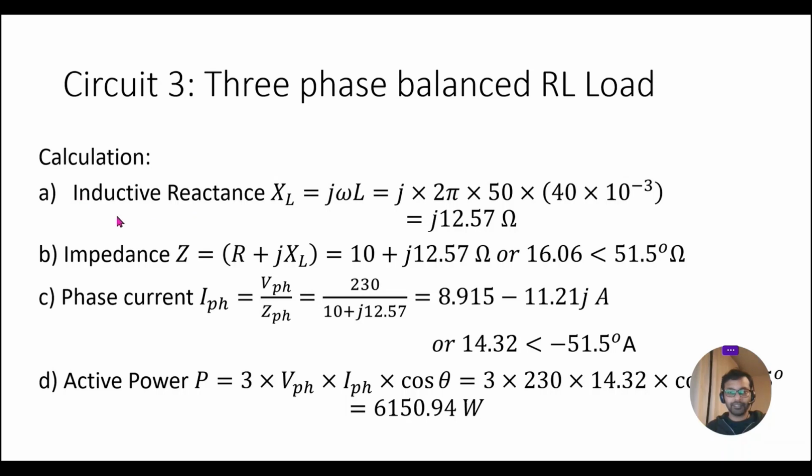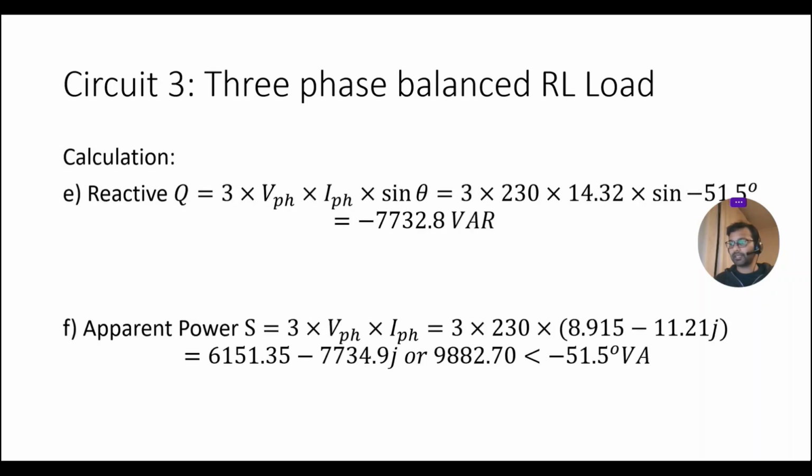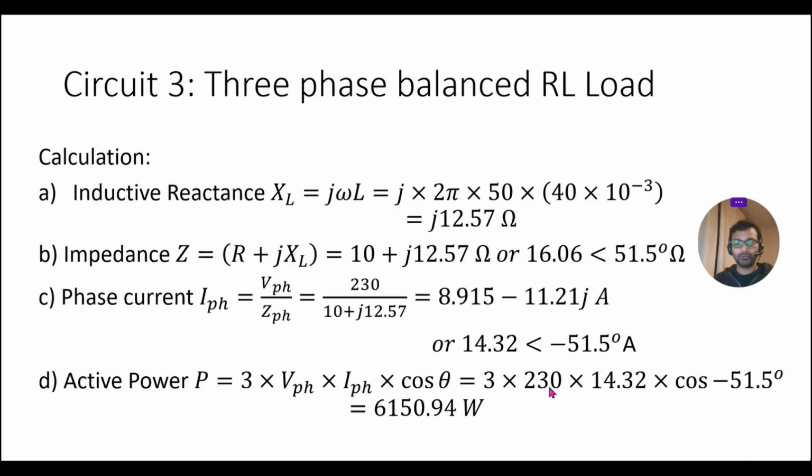So in the slides here I have done the calculation. I've calculated the inductive reactance XL, and then using that XL I have calculated the impedance Z. That comes out to be 16.06 ohms. Now using this value I can then calculate the phase current. The phase current comes out to be 14.32 amperes, near about the same value which we were getting in Simulink. We also need to calculate the powers, so we'll come back to that. And the phase voltages, they are 230 volts.